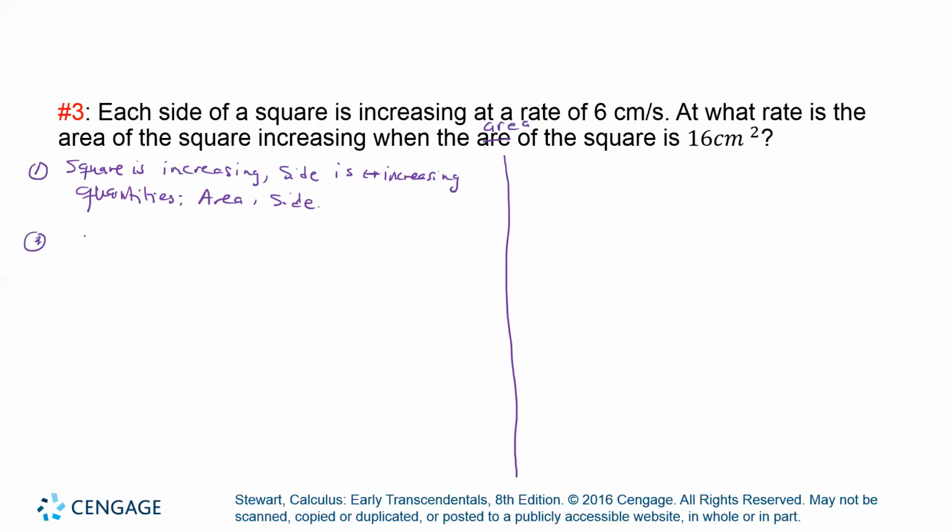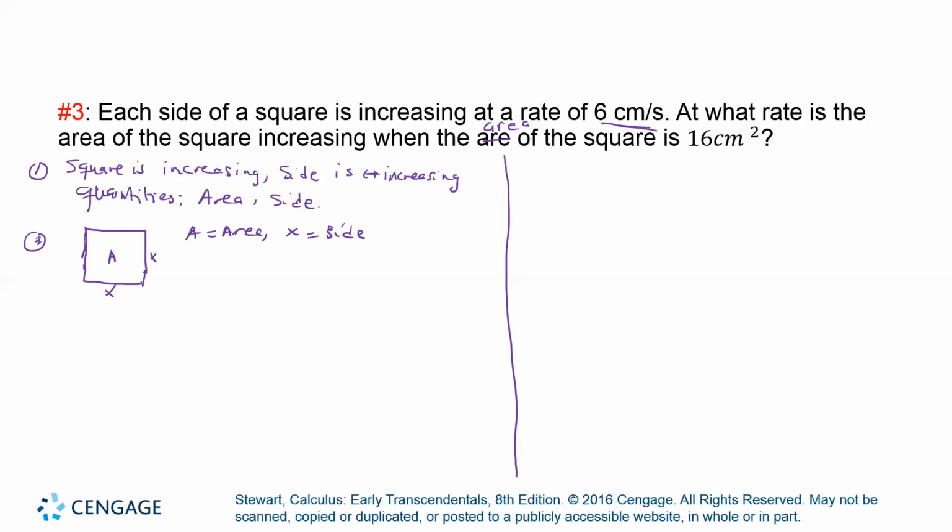Step 2, it's a square, so we can draw a square. Now, let the area be A and let the side be x. So this is x, that's a square, and the area is A. A is the area and x is the side, and both of these quantities depend on time. Look at this rate: centimeters per second.